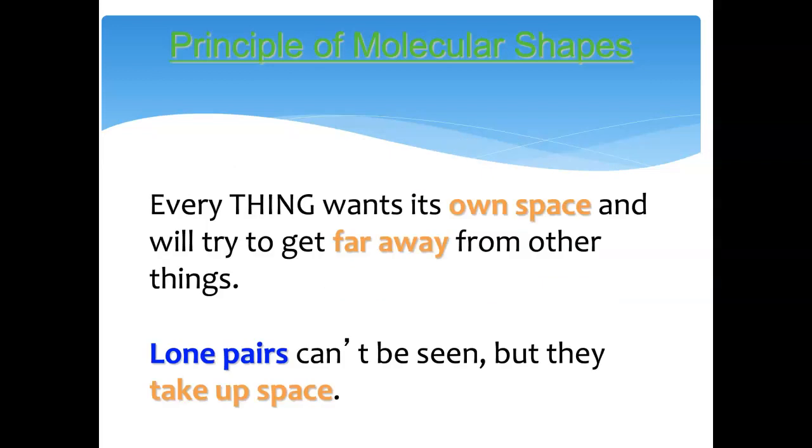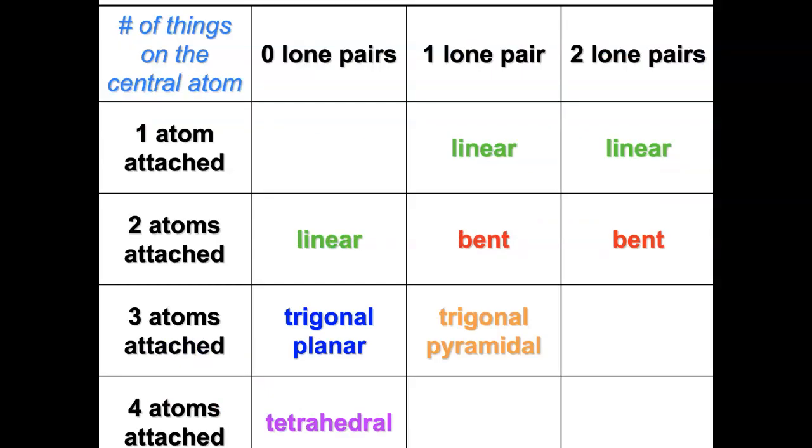Everything wants its own space. And so that's part of the problem with figuring out the shapes of these molecules: what is taking up space. And actually lone pairs take up more space than other atoms. And so this is a little chart that I often use. You may want to snap a picture of it to figure out what shape the molecule is. So if there are 3 atoms attached to a central atom and no lone pairs, that molecule would be trigonal planar.